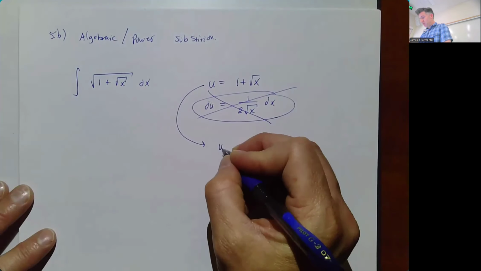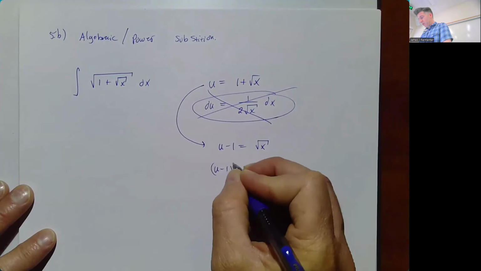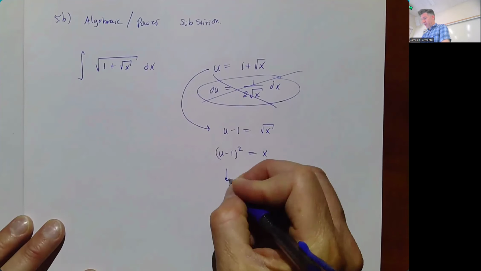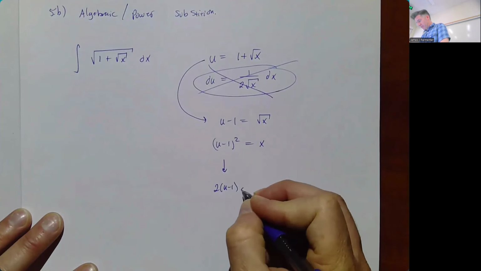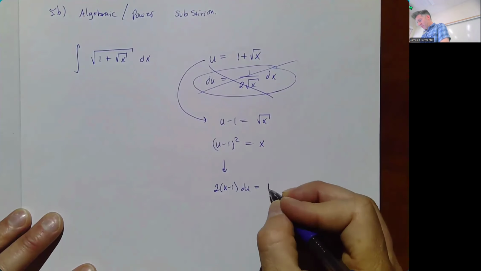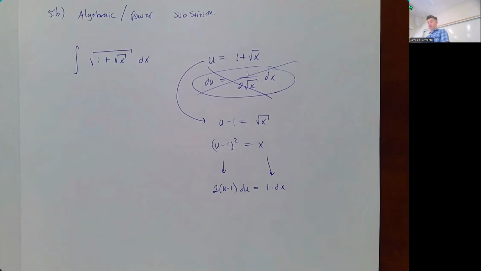So we're going to say that u minus 1 equals the square root of x. And then u minus 1 squared equals just x. And then differentiate both sides of that. So the derivative of u minus 1 squared is 2 times u minus 1. And then we have a du equal to the derivative of x, which is a 1 times dx. And then we can start replacing things.